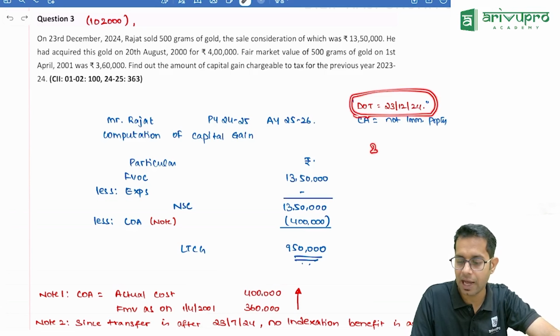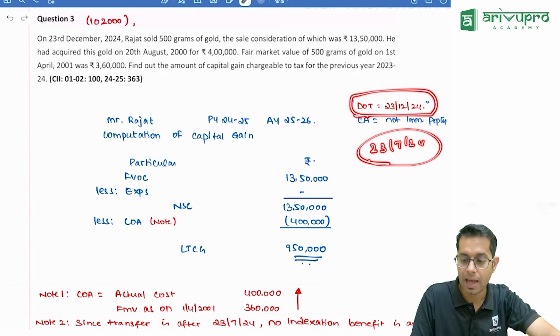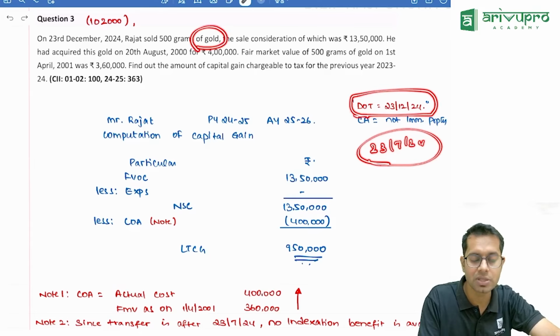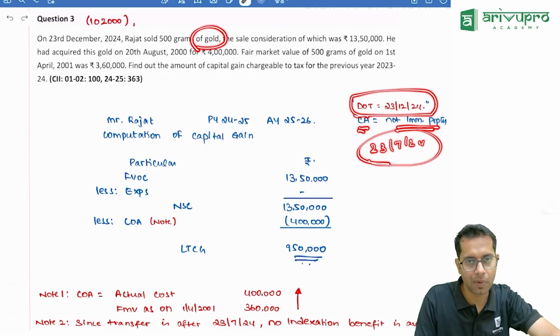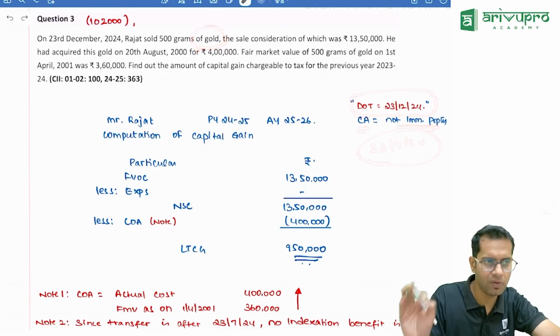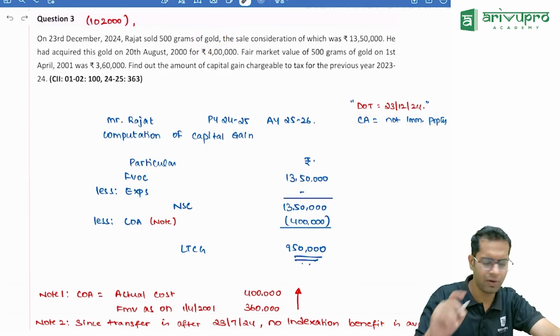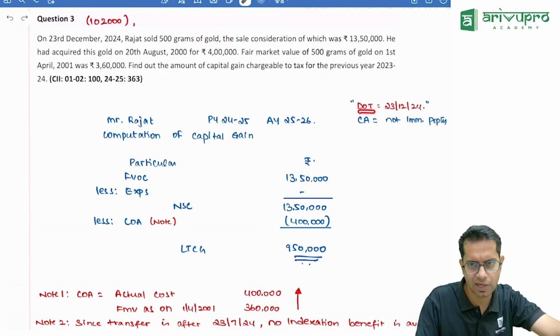So can I say it is after 23rd July 2024? Correct? And what has he sold here? Gold. Therefore, the capital asset is not an immovable property. So what will you write? Whenever a question comes from capital gain, what should you write first? See the date of transfer and the type of capital asset.